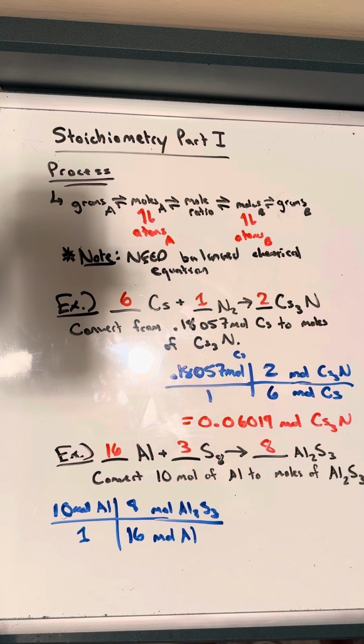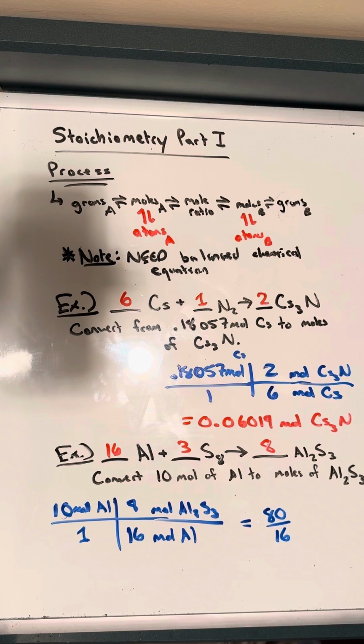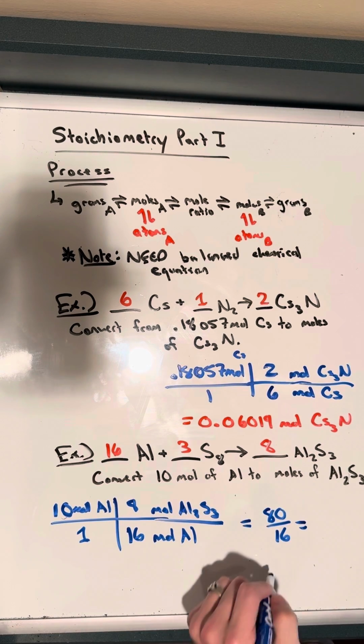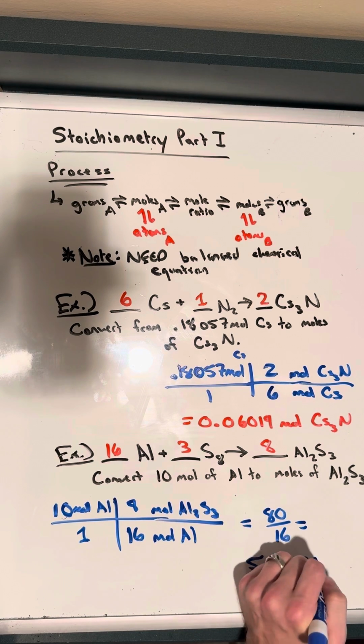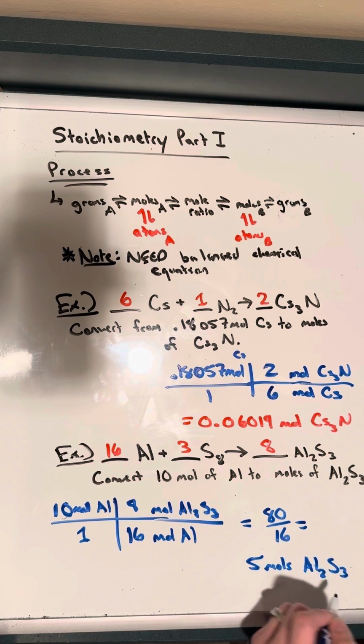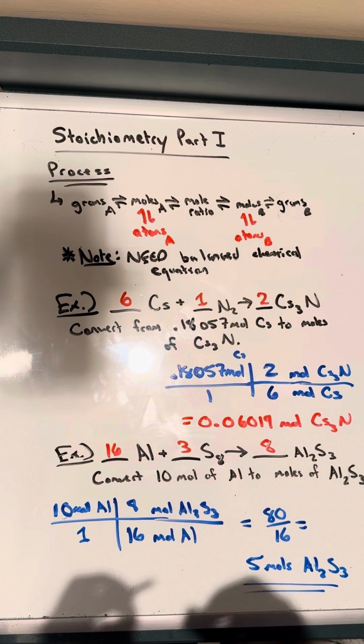And then I'm going to multiply this straight across. So I'm going to have, I'll work this one out, I'm going to have 80 over 16. And that will reduce down to 5 moles of aluminum sulfide. So that gets me a final answer.